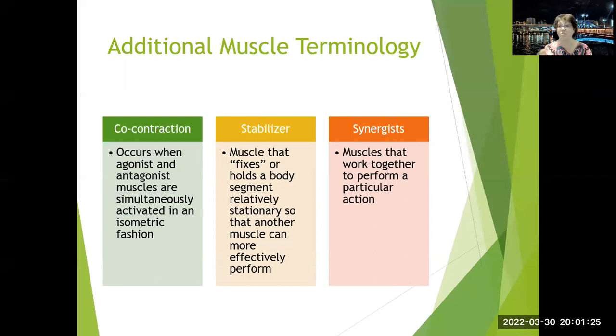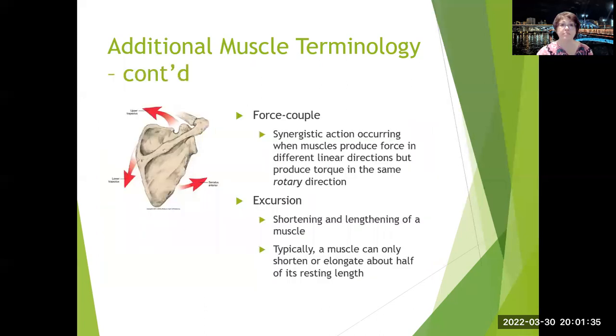Synergists are muscles that work together to perform a particular action. When we're talking about individual muscle actions, we'll talk about muscles that typically act as synergists. So a force couple is a synergistic action occurring when muscles produce force in different linear directions, but produce torque in the same rotary direction. In chapter 1, we talked a little bit about force couples with opening a jar, where the thumb is producing motion in one direction and the fingers in the other direction, and you produce rotary torque in the same direction. And when you want to put the jar lid back on, you reverse it. So in a force couple, opposite motions combine to produce torque in the same rotary direction.